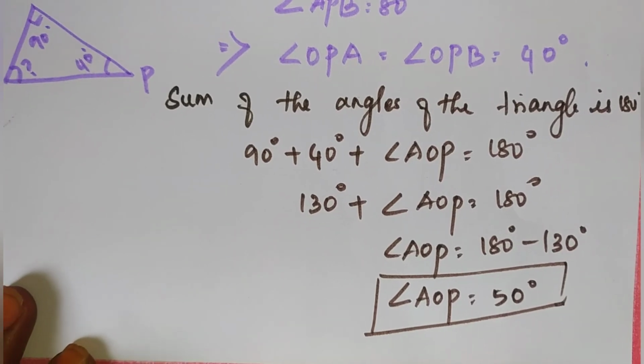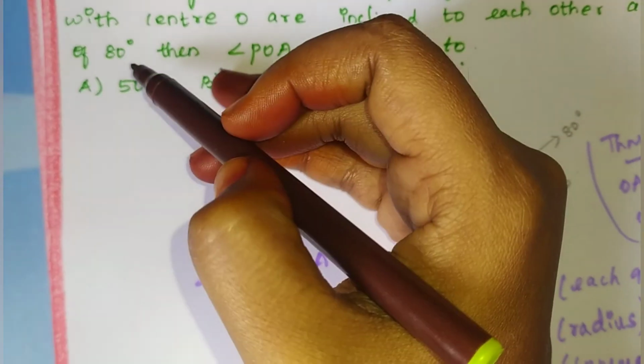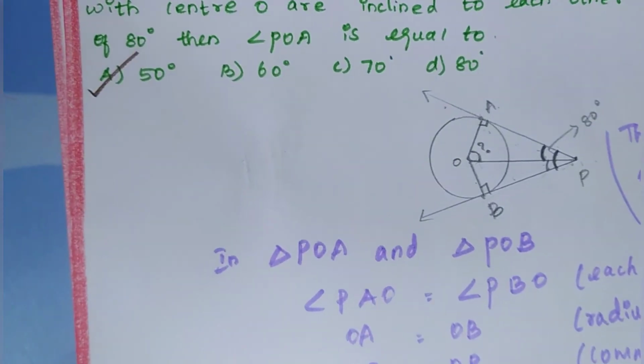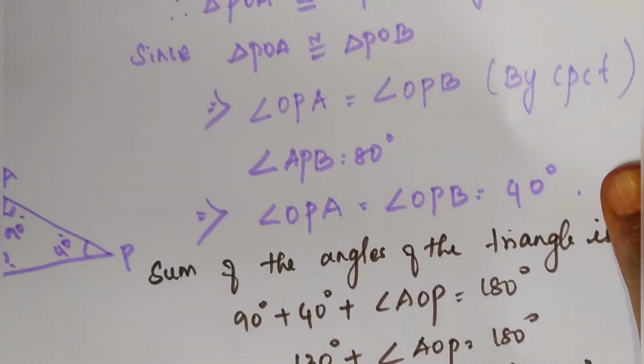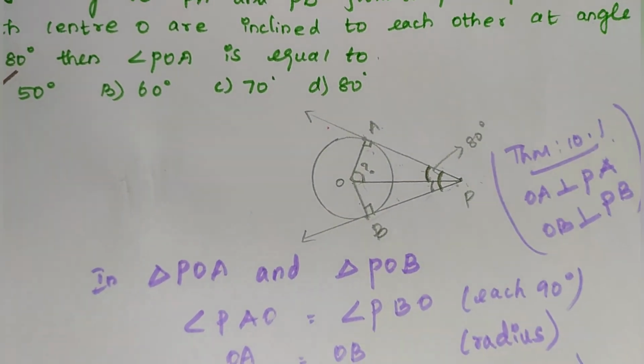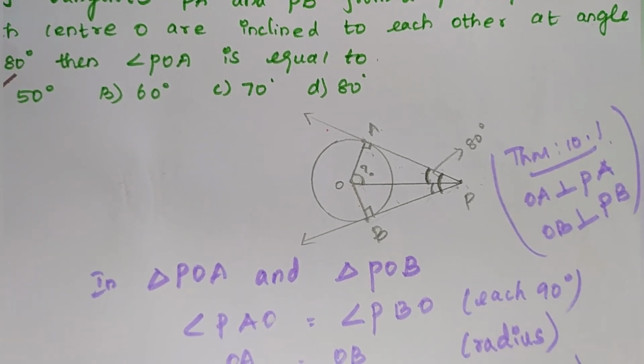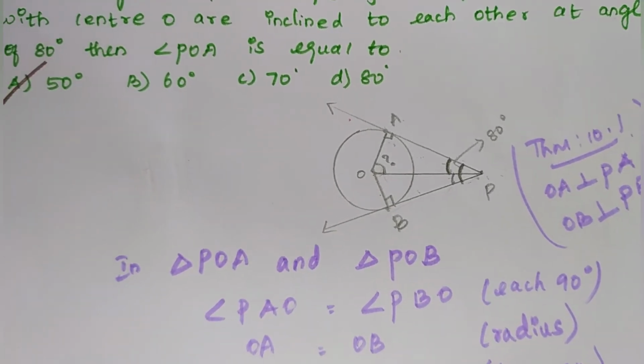Clear, children? So what is the answer? 50 degrees is the answer. Clear, children? So anyway, which two theorems are you going to use? Theorem 10.1 and theorem 10.2. Clear, children? Thank you.